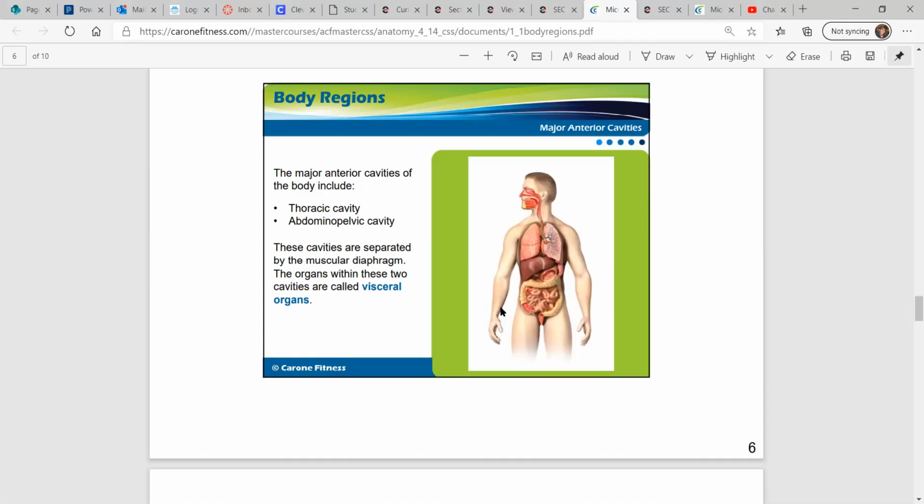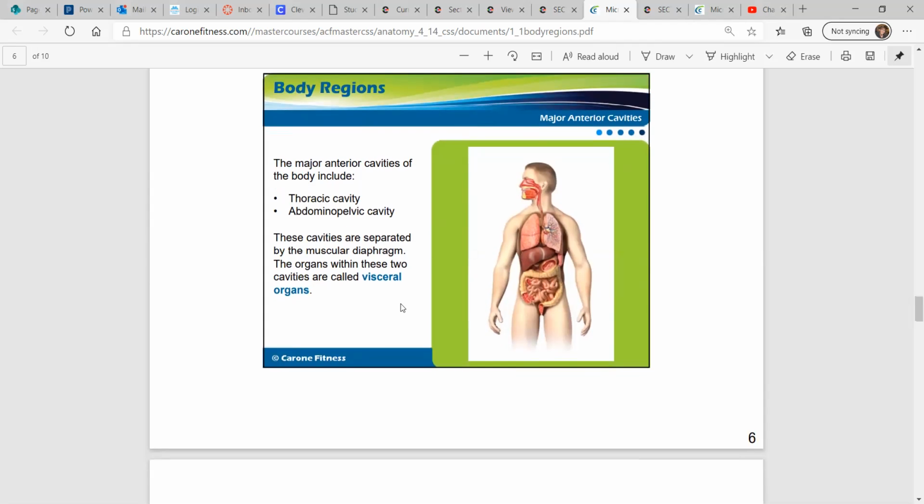Major anterior cavities of the body include your thoracic cavity near your chest region, and then the abdominopelvic cavity down here. And these cavities are separated by the muscular diaphragm. The organs within these two cavities are called visceral organs.